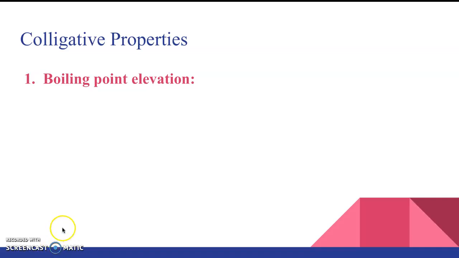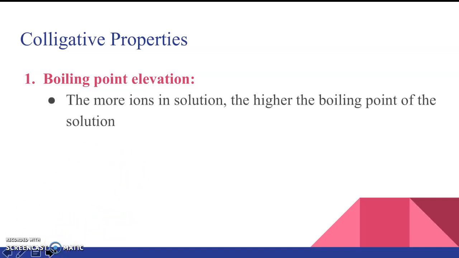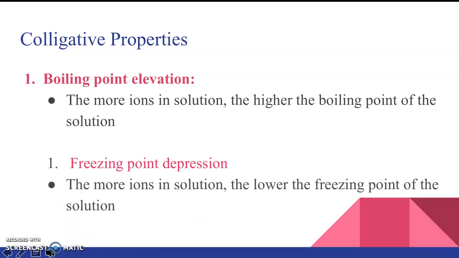So boiling point elevation is pretty much what it sounds like. The more ions you have in solution, the higher the boiling point of the solution. The second colligative property that you need to know is freezing point depression. So the more ions in solution, the lower the freezing point of the solution.